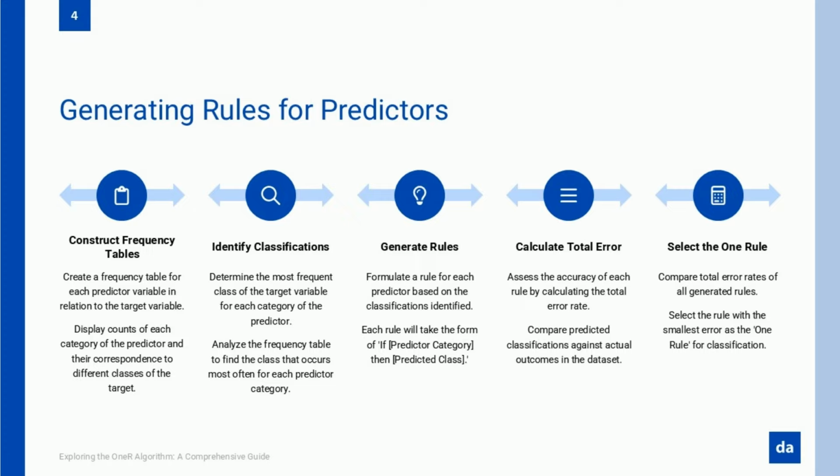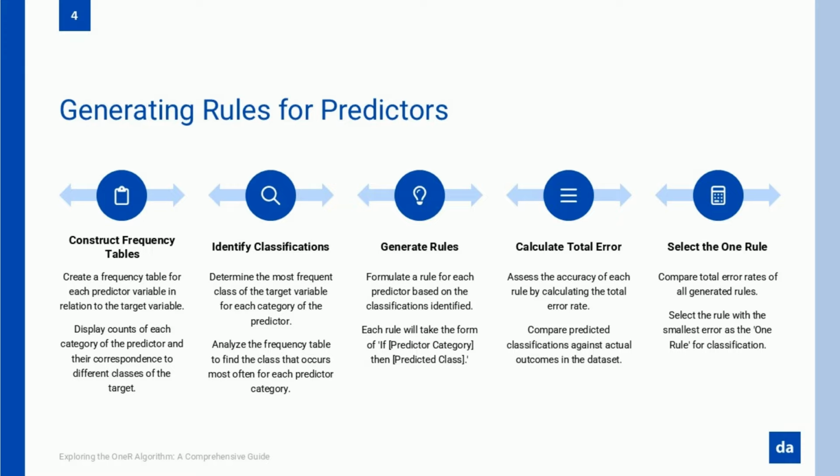In other words, you're asking, what outcome is most likely for each specific value of this predictor? Imagine you're working with a predictor like age, and your target is purchased. If your table shows that people under 25 are most often buyers, while those over 25 are not, that's your key insight for this step.